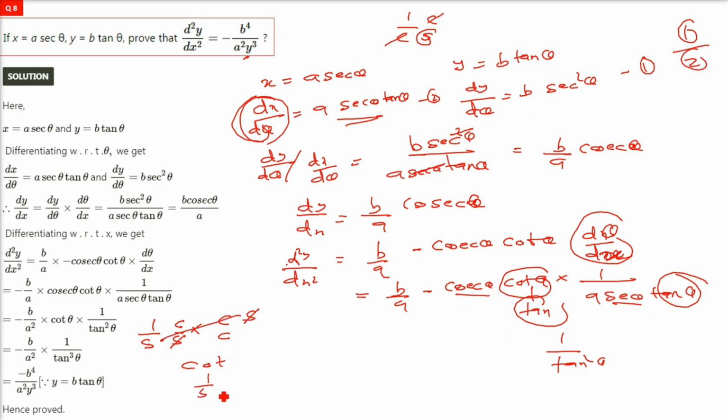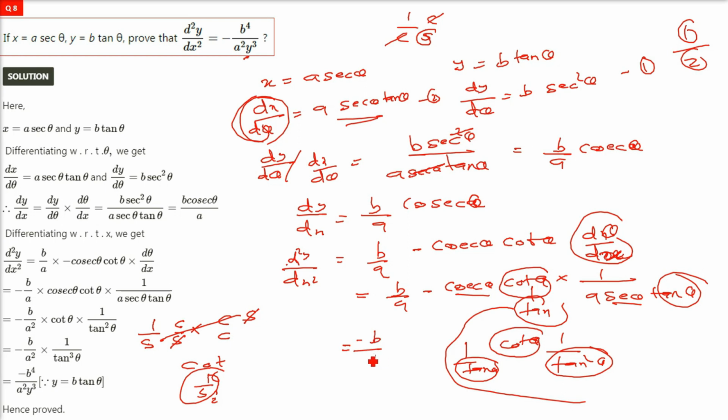How about this cosec theta and sec theta? Cosec is 1 by sin and sec will be 1 by cos. So ultimately you are going to get one more tan theta in the denominator. So you have tan cube theta in the denominator. So let me write the final thing. It will be b by a, and one more a is there because we have a sec theta tan theta which we put in place of dx by d theta. So it will be minus b by a square, then we have 1 by tan cube theta for d2y by dx2.